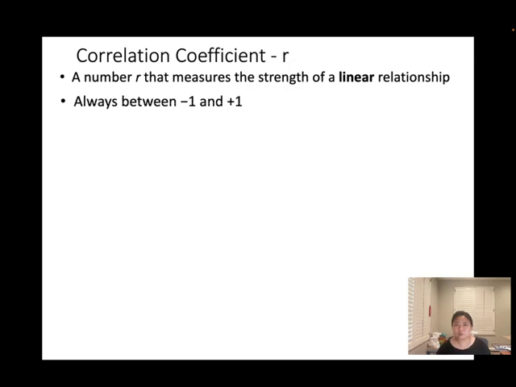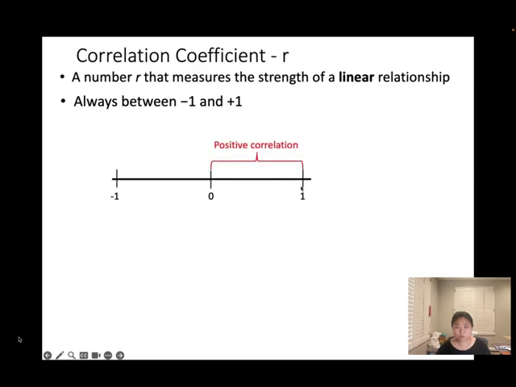So R, the correlation coefficient, is always between -1 and 1. If you find R equal to a positive number between 0 and 1, we say there is a positive correlation. It means the graph is going uphill. But if you find R is between -1 and 0, we say this is a negative correlation. It means the scatter plot is going downhill.